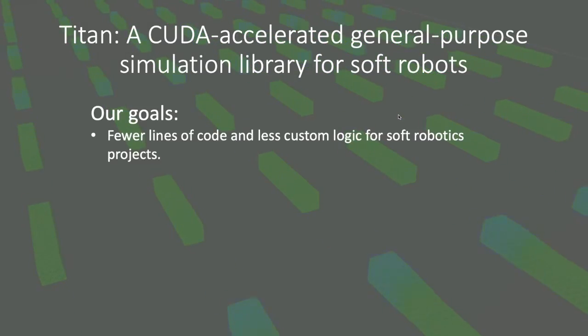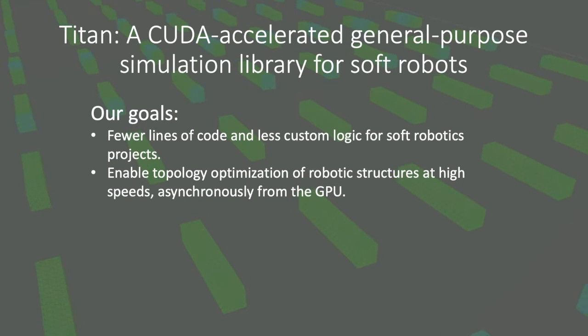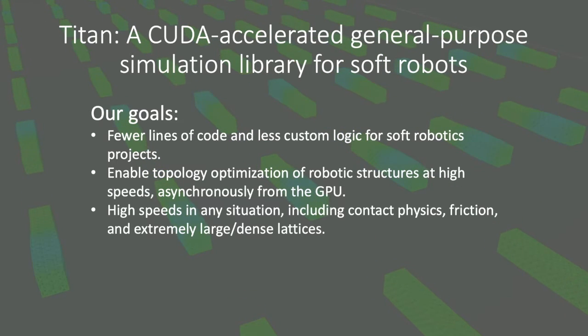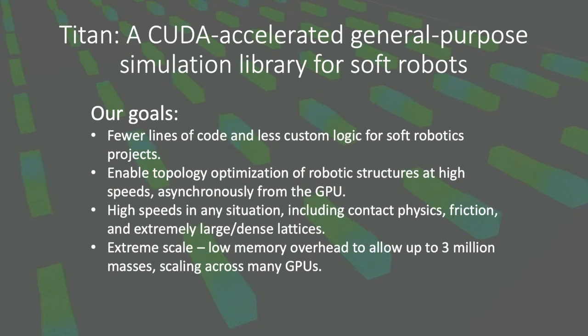As a software library, our goal for Titan was primarily to require fewer lines of code and less custom logic for soft robotics projects, while maintaining high performance. We want to enable topology optimization of robotic structures at high speeds, asynchronously from the GPU, and achieve high performance in any situation, including contact physics, friction, constraints, and extremely large or dense lattices.